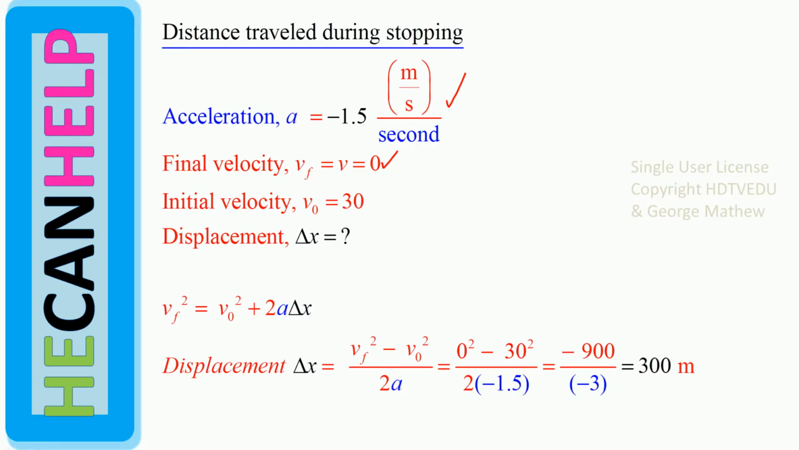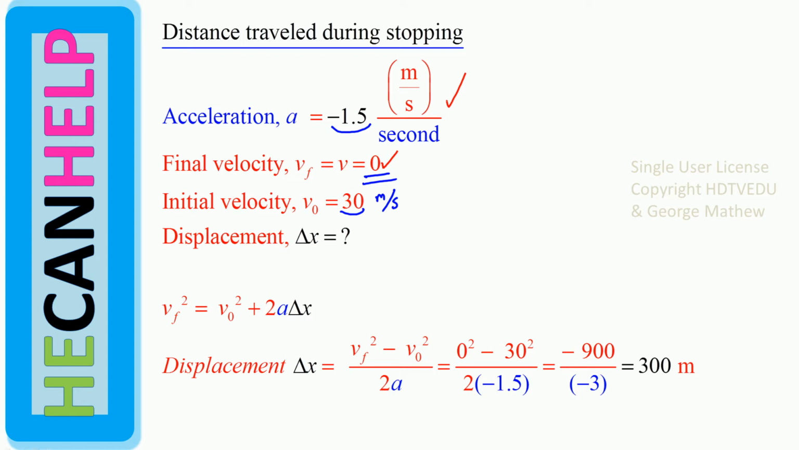So what is the distance traveled during stopping? We are given the acceleration, negative 1.5 meters per second squared. That's how much your velocity is going to change. What is our final velocity? Once it comes to a stop, it is equal to 0. What about our initial velocity? We are told that it is going at 30 meters per second. So it is 30. We are asked for the displacement, delta x.